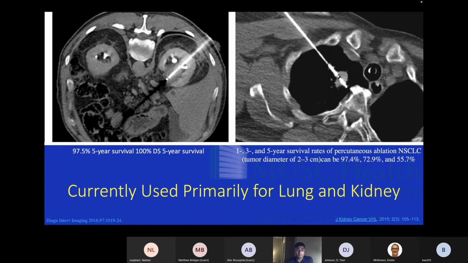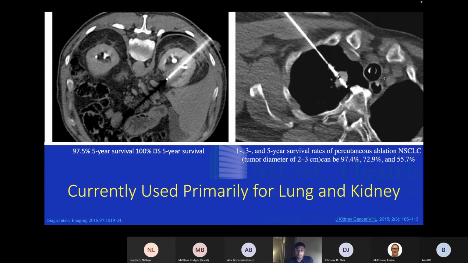And it can, again, be done in very dangerous sites. Like in this case, you're seeing one done for kidney cancer, 97.5% five-year survival, 100% disease-specific five-year survival for the largest review that's ever been done of renal cell carcinoma.